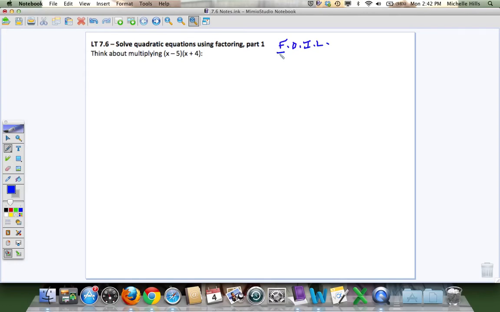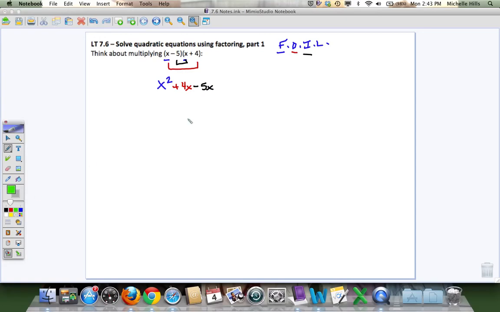And F stood for the two first terms. X times x gave me x squared. And then the O part of FOIL was the two outside things. The x times this plus 4 gave me a plus 4x. And I stood for the two inside terms, so negative 5 times x gives me the minus 5x.